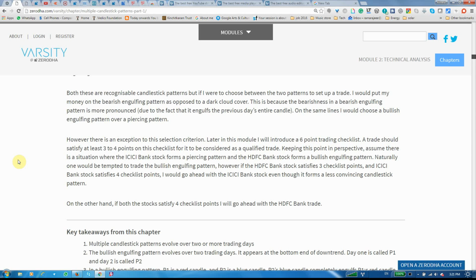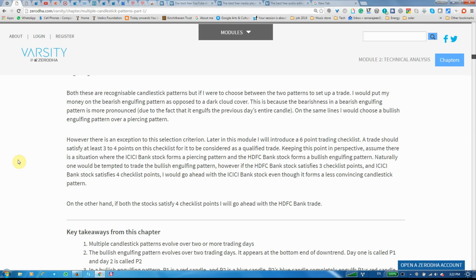However, there is an exception to this selection criterion. Later in this module, I will introduce a 6-point trading checklist. A trade should satisfy at least 3 to 4 points on this checklist for it to be considered a qualified trade. Keeping this point in perspective, assume there is a situation where the ICICI Bank stock forms a piercing pattern and the HDFC Bank stock forms a bullish engulfing pattern.